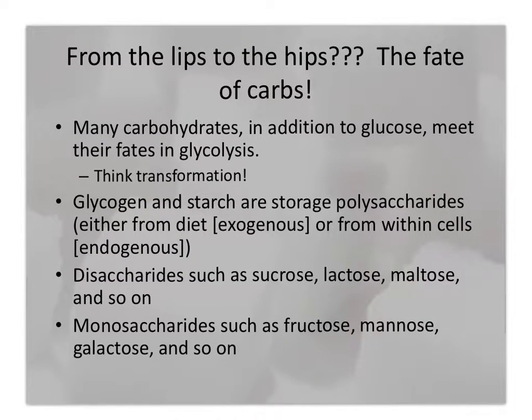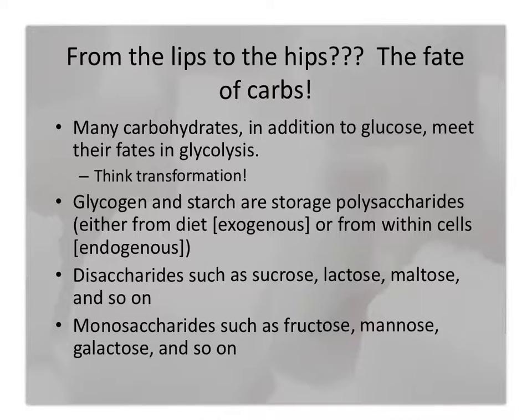Here we talk about the fate of carbs, the bane of many of our existences, at least. So the fate of carbs. Many carbohydrates. Now we're not talking about the insoluble dietary fiber, which your body uses for bulk in order to move bolus around. But most carbohydrates, besides glucose, meet their fate somehow in glycolysis. And so we have to transform it to some type of intermediate along that 10-step pathway.